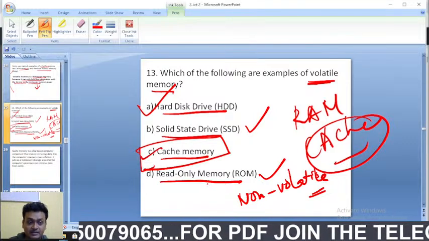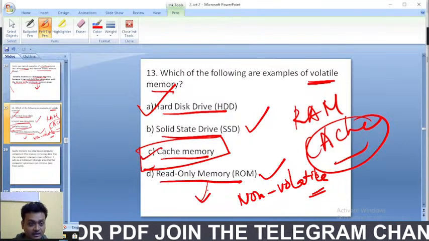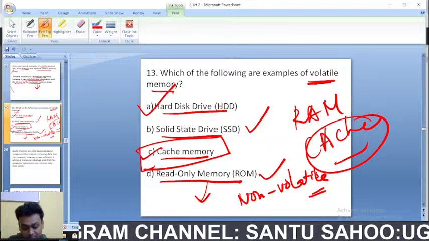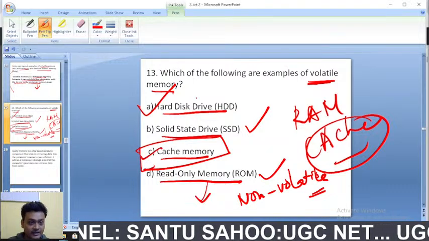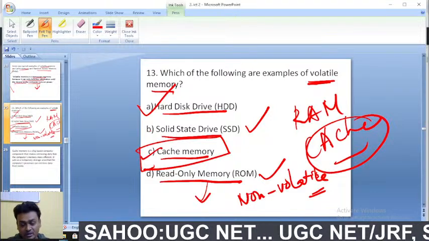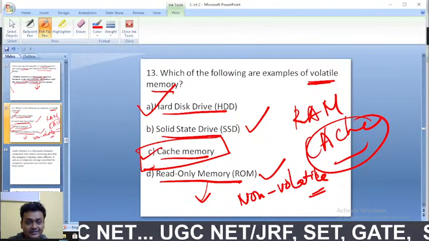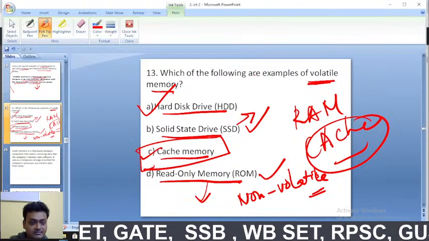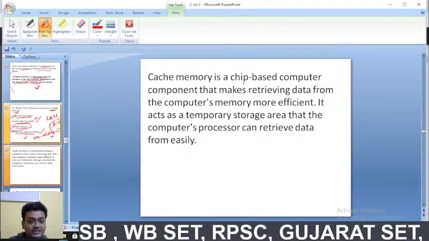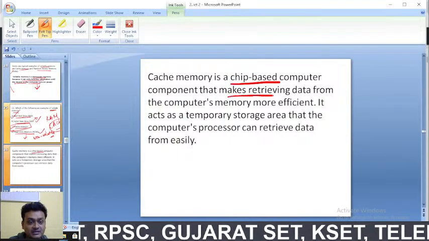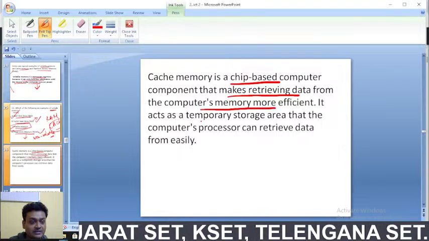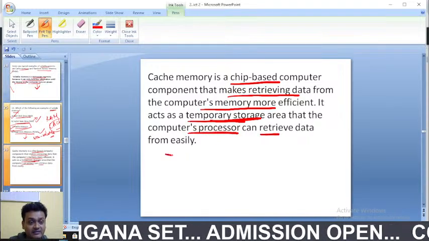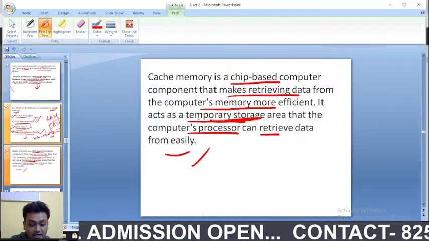पावर जाने के बाद भी रोम पे क्या रहता है, डेटा रहता है. हार्ड डिस्क पे भी क्या रहता है, हार्ड डिस्क जब आप कंप्यूटर से निकल लेते हो उसके अंदर डेटा रहता है ना. एसएसडी अब जब कंप्यूटर से निकाल के दूसरे कंप्यूटर में लगाते हो तो उसके बाद डेटा तो रहता है ना. हार्ड डिस्क, एसएसडी, रोम. Cache memory is actually a volatile memory. Cache memory is a chip-based computer component that makes retrieving data from the computer's memory more efficient. It acts as a temporary storage area that the computer's processor can retrieve data from easily. जो भी है, it's volatile memory.